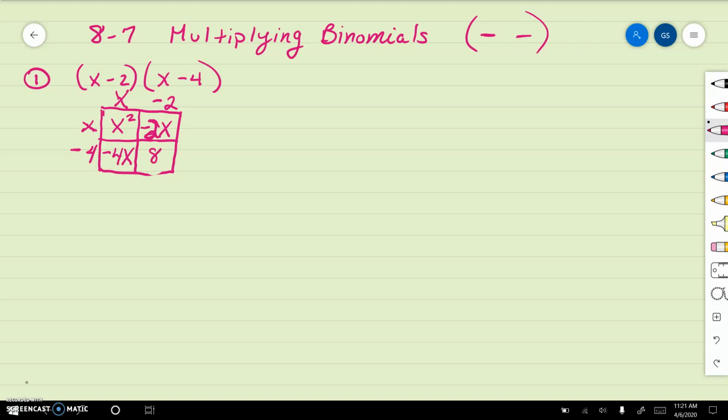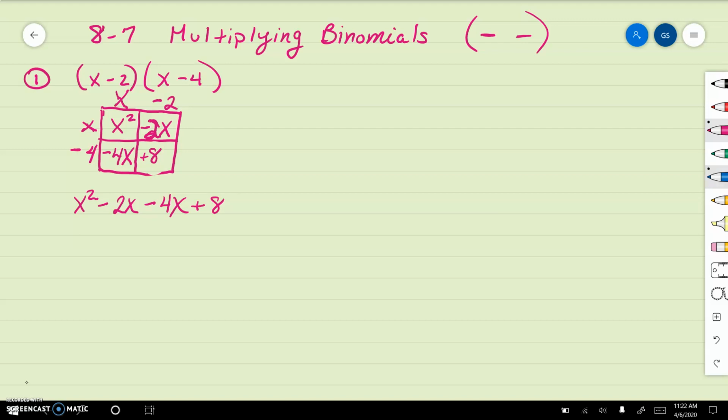Okay, so now the next step is to take everything out of the box. We fill in the box and we take it out. So it's x squared, and then minus 2x, then minus 4x. Now this 8 here is a positive, right? There's no negative there, so we're going to write plus 8. You could even put a little plus in there if you want.